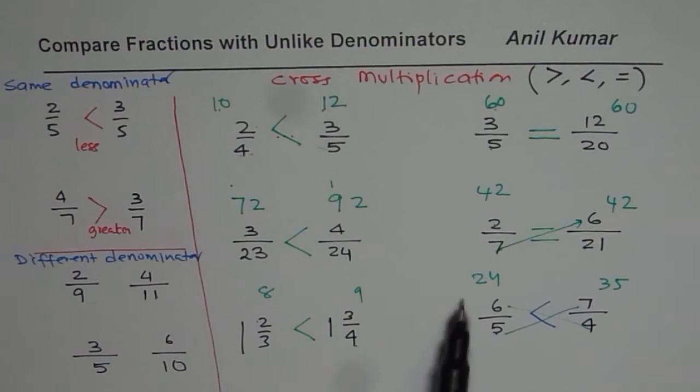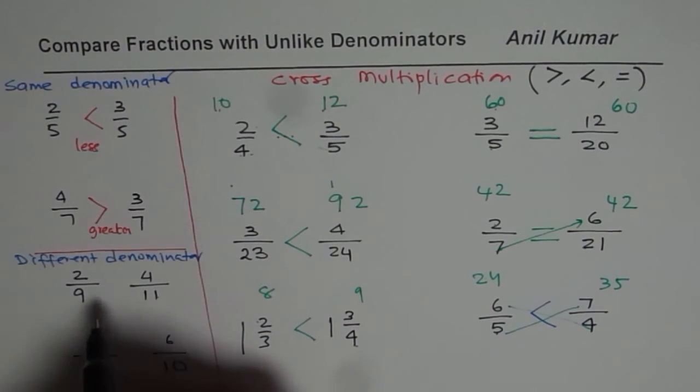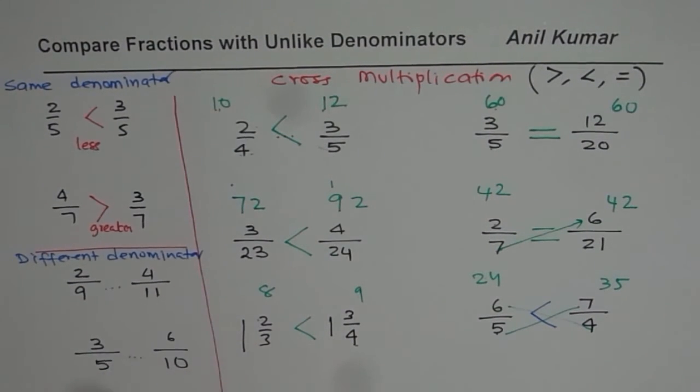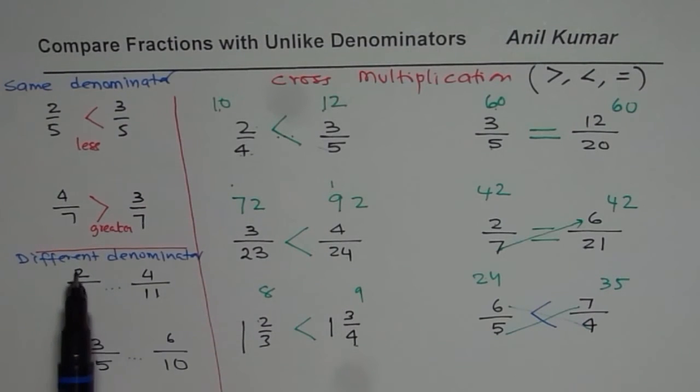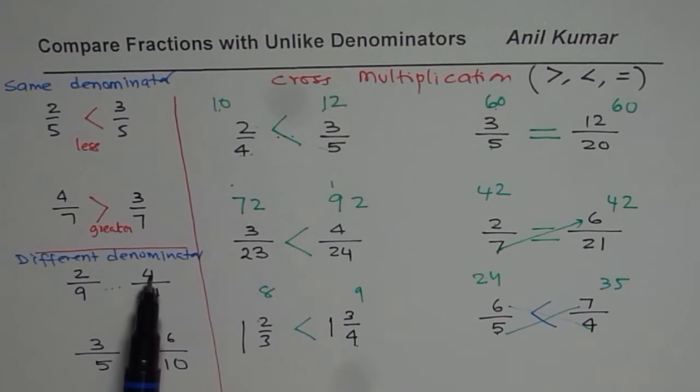You can go through this video and understand how we did all these questions. Whether they are mixed or improper fractions, this strategy works. I'd like you to adopt this strategy and write down the answers for these two, where we started from. I hope it should not be difficult. Cross multiply: 11 times 2, 22. 9 times 4, 36. Compare, write down your answer. 10 times 3, 30. 6 times 5 is also 30. Write down your answer.